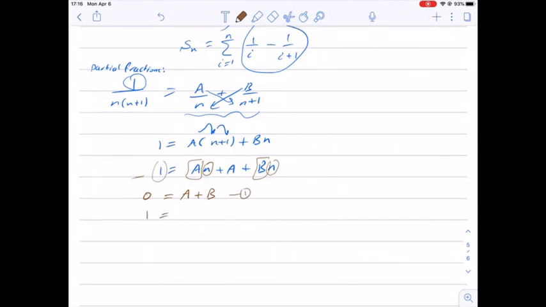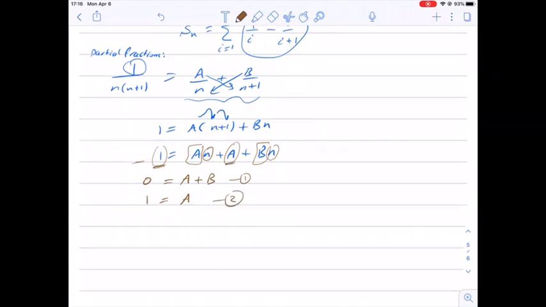And the second one, we compare the constants. The constant on the left hand side is 1, and on the right hand side is a. So a is 1. So we substitute it here to get 0 equals 1 plus b, and that means b equals -1.